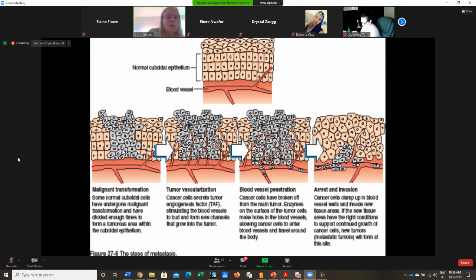Anyway, the malignant transformation: some of the normal cuboidal cells undergo malignant transformation and have divided enough times to form a tumor area within that cuboidal epithelium. And then tumor vascularization. You see those blood vessels there that they're pulling from their normal blood vessels. They're pulling it up into the area to feed their young, I guess you'd say. So cancer cells secrete a tumor angiogenesis factor, and it stimulates the blood vessels to bud and form new channels that grow into the tumor.